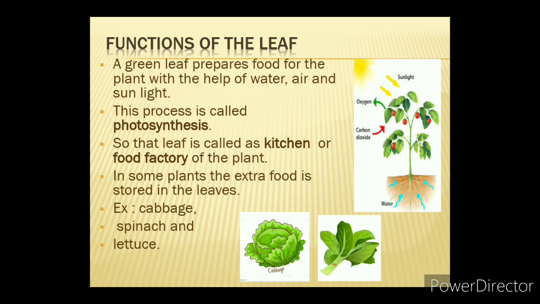Now let us discuss the functions of the leaf. A green leaf prepares food for the plant with the help of water, air and sunlight. This process is called photosynthesis. So the leaf is called the kitchen or food factory of the plant. In some plants, the extra food is stored in the leaves. Examples: cabbage, spinach and lettuce.